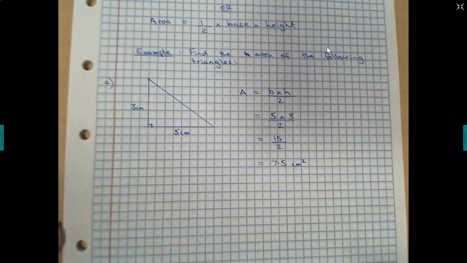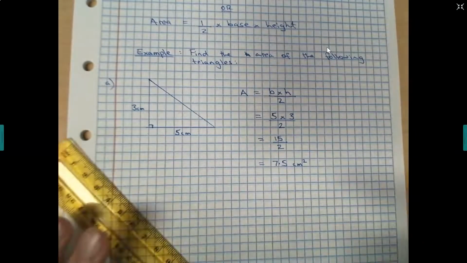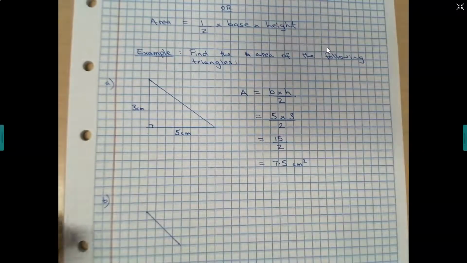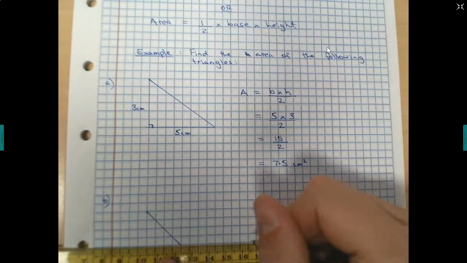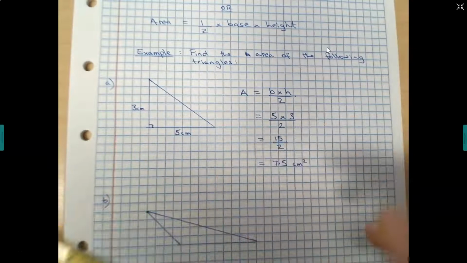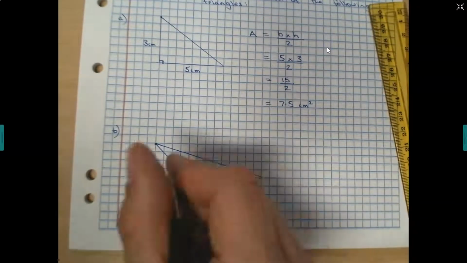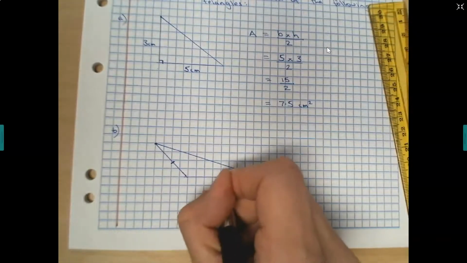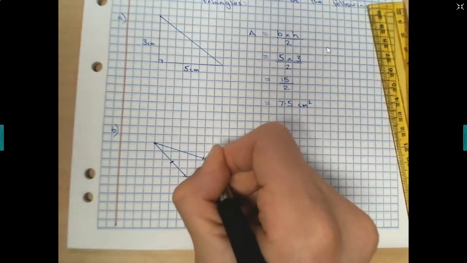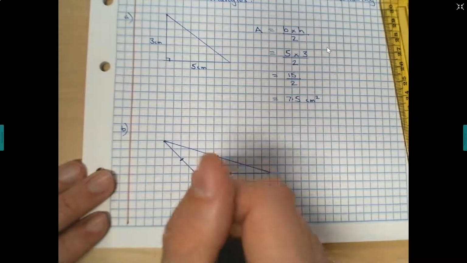Okay, let's do one more example. What if I have a scalene triangle? What does it mean to have a scalene triangle? Does anyone know? Charlie? Pretty sure that means none of the sides are the same length. Correct. None of these sides are the same length. Okay, so I've drawn a shape where this length differs to this length, which differs to that length there.